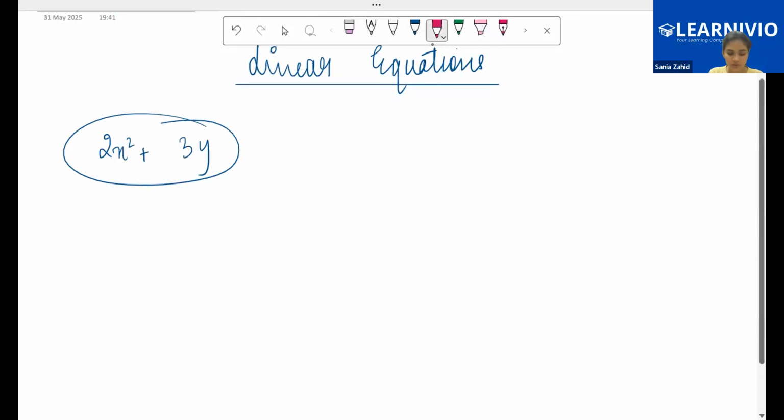Four? No, not four. There are just two terms. One of the terms is 2x square and the other term is 3y.